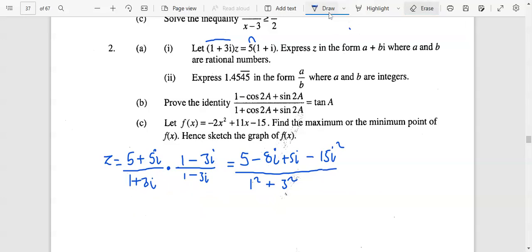We know on top there we've got negative 15i squared. You know i squared is negative 1. So negative 1 times negative 15 gives us positive 15.